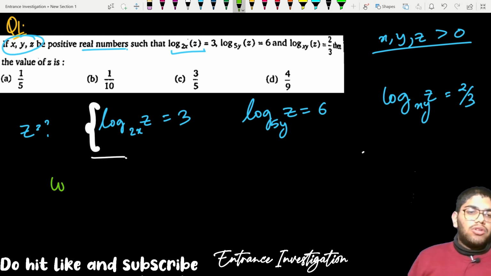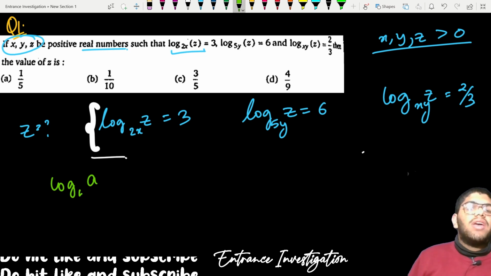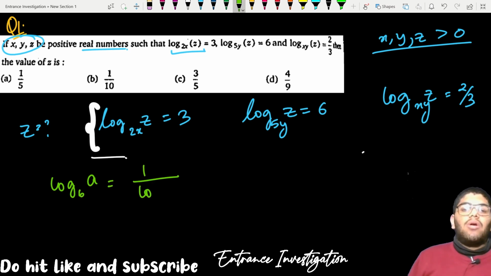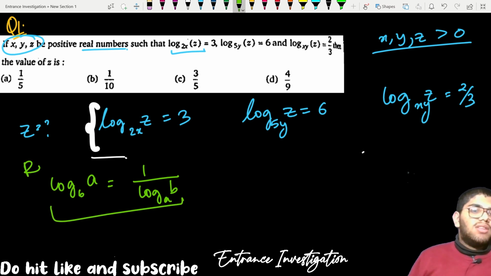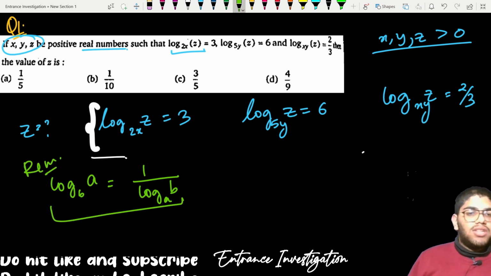How can we approach? You will remember that log of a base b can be written as 1 over log of b base a. How can we write it? You can remember this and I'll tell you the proof.